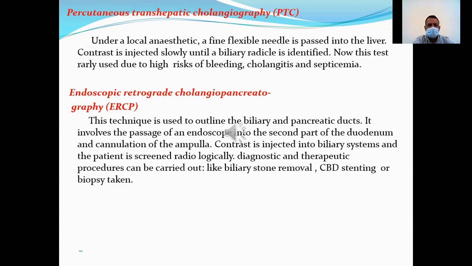It is a diagnostic and therapeutic procedure; procedures can be carried out, like biliary stone removal. If there is a small stone in the ampulla of Vater, it can be removed by the endoscope. Or CBD stenting, common bile duct stenting: if there is stenosis of the common bile duct, a stent can be put in by this test. Or taking a biopsy from a tumor of the ampulla of Vater can be done through ERCP.